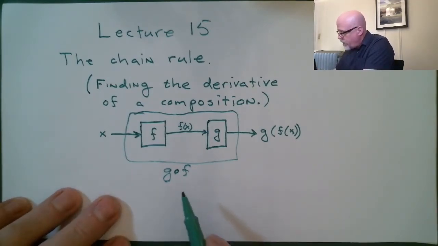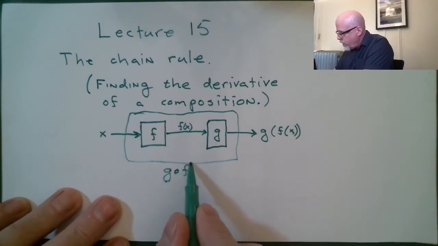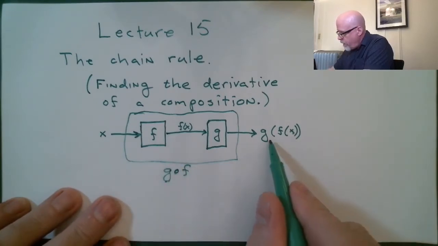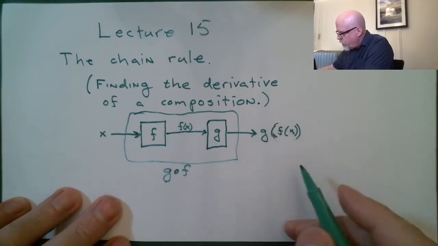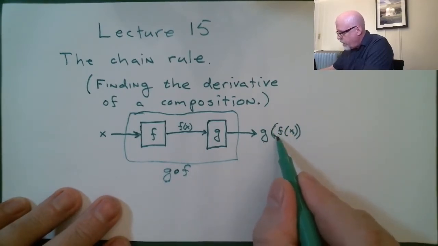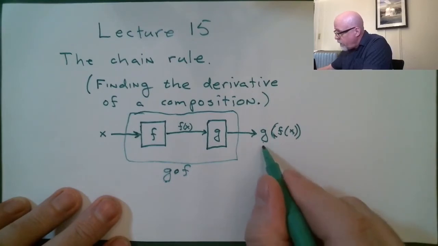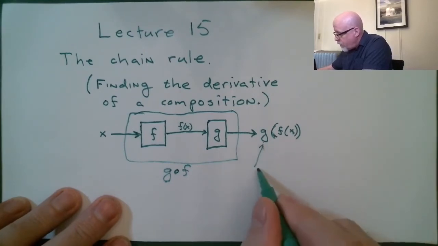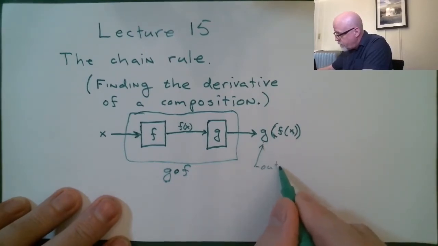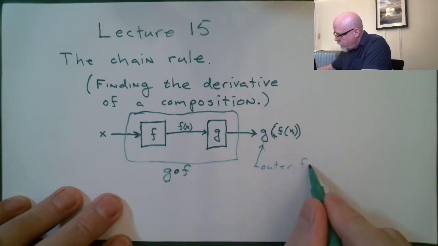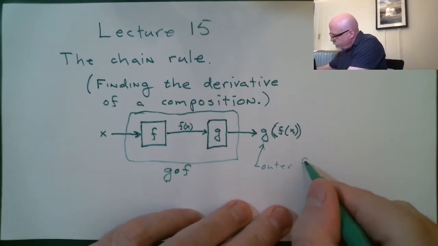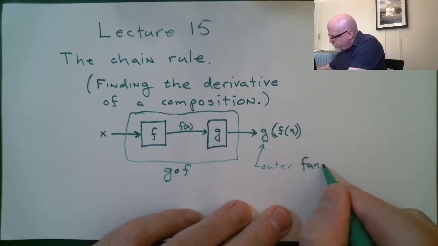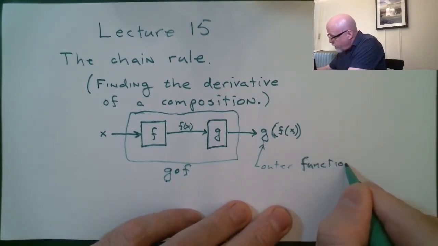By the way, that's important terminology I should do. When you have g of f, if you write it in the form of the Euler notation, it's g on the outside and then f of x on the inside. So for that reason, we call g the outer function, and then f would be the inner function.